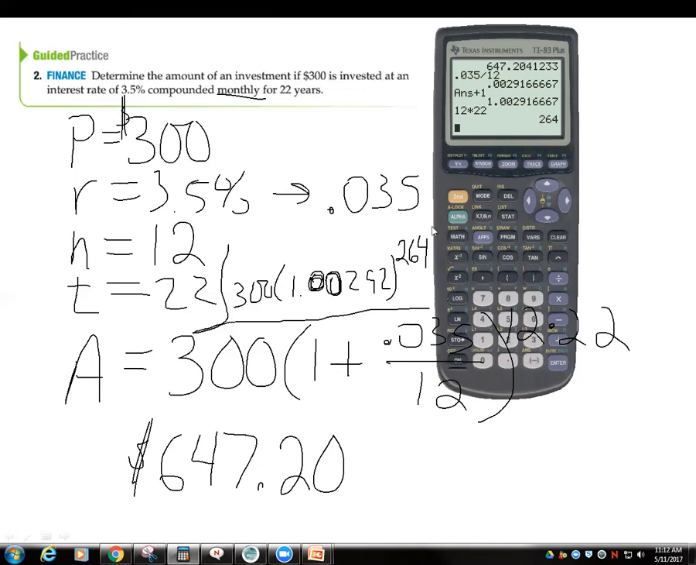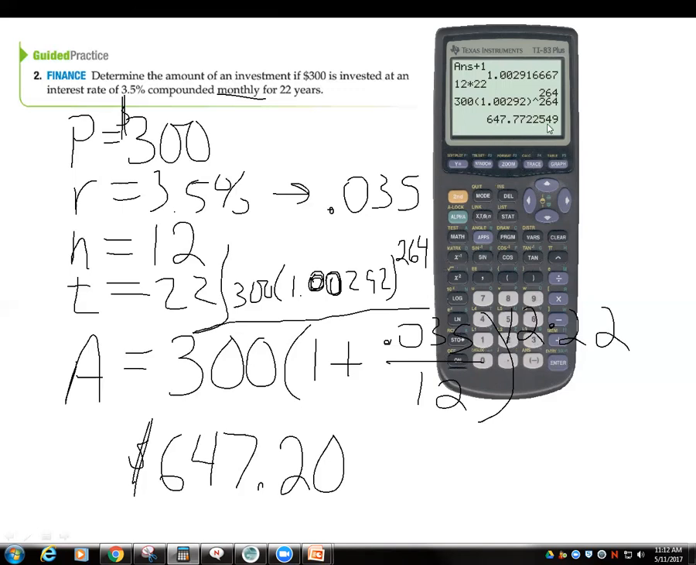Now, when you divide here, this is oftentimes going to come out to a longer decimal. Go out as many places as you can when you add the 1, because that's just going to make your answer more accurate. So if I do 300 times 1.00292 raised to the 264th power, I should get a number that's pretty close.